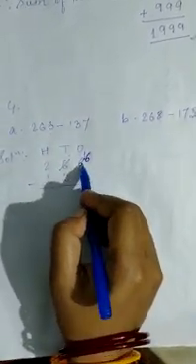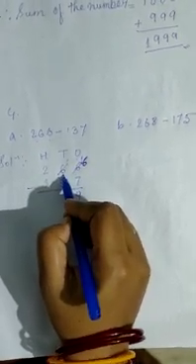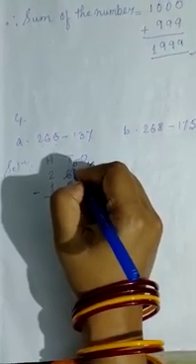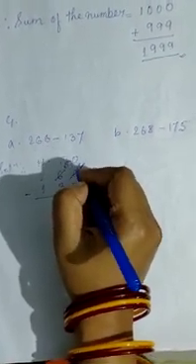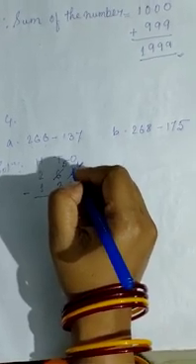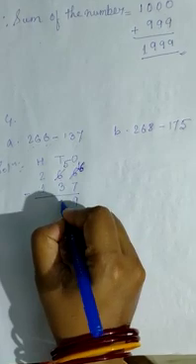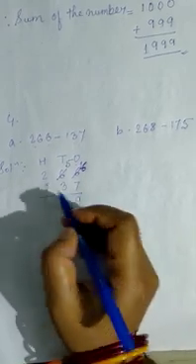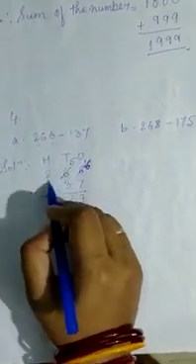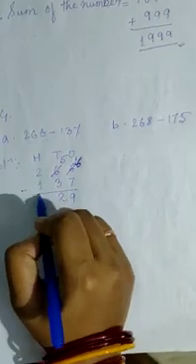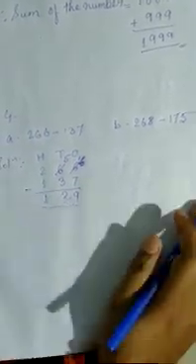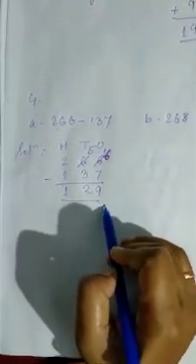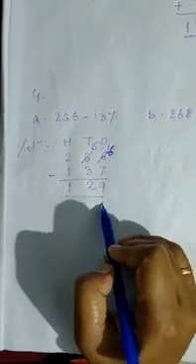From 6 we have borrowed 1, so what is left here? 5. Now 5 minus 3 is how much, students? 5 minus 3 is 2. And from here we have not borrowed any number, so here is left 2. 2 minus 1 is 1. So what is the answer? 129. Is it clear, students?